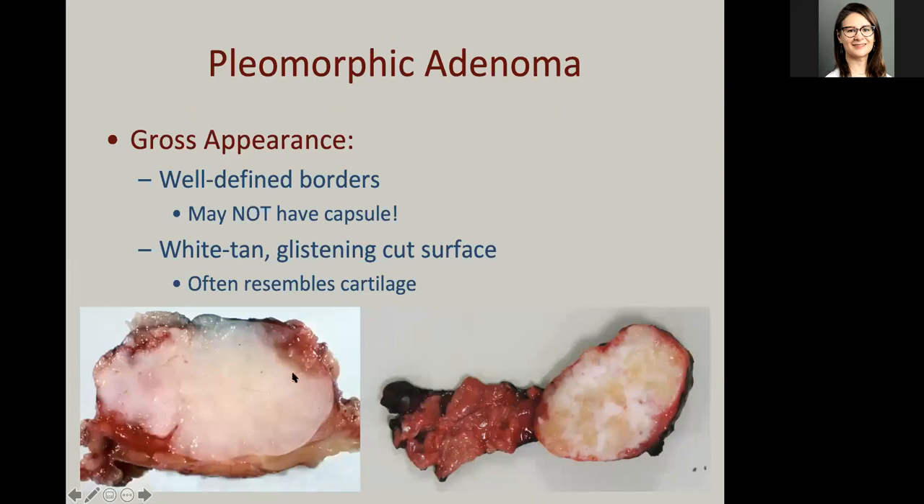Grossly, this has a very clean, crisp edge on cut surface. So you're looking at a pathologist cut through the center of the tumor, often resembling cartilage, because as we know, the stroma of a pleomorphic adenoma is chondroid, chondromyxoid. So this glistening white cartilaginous look is quite characteristic of PA.